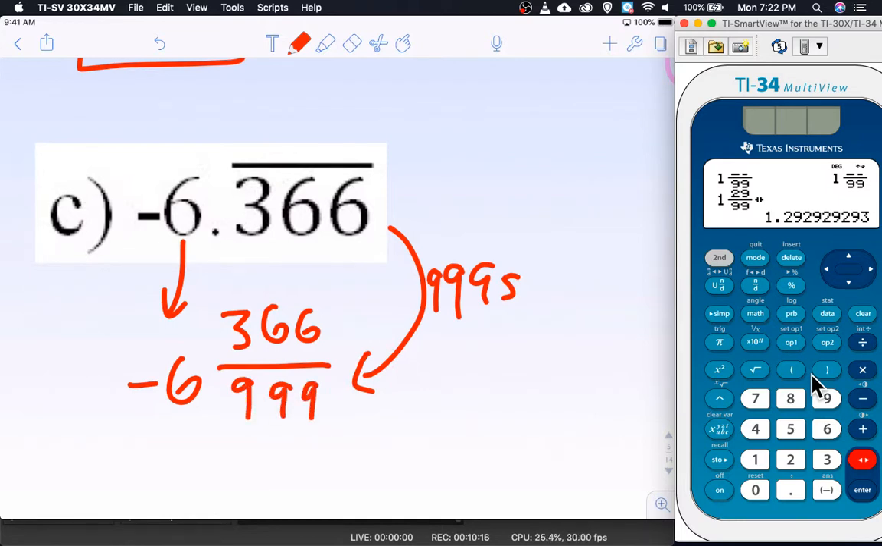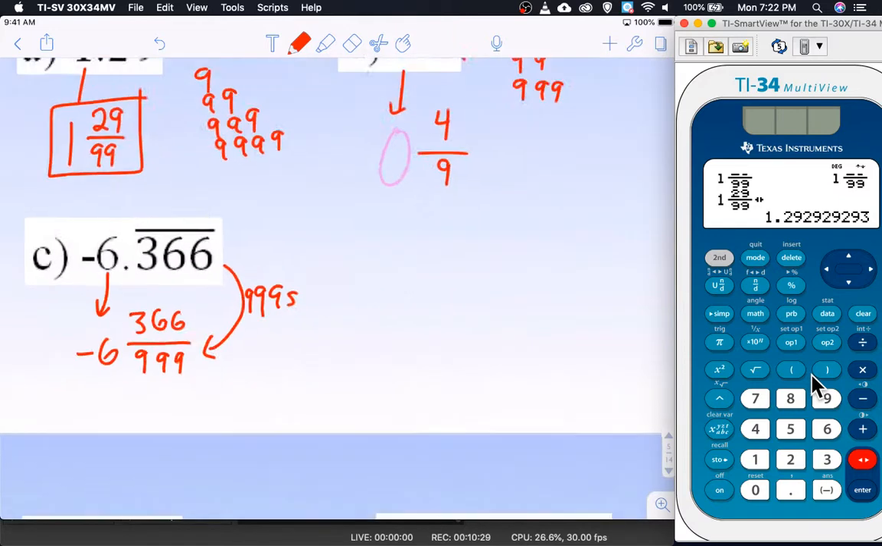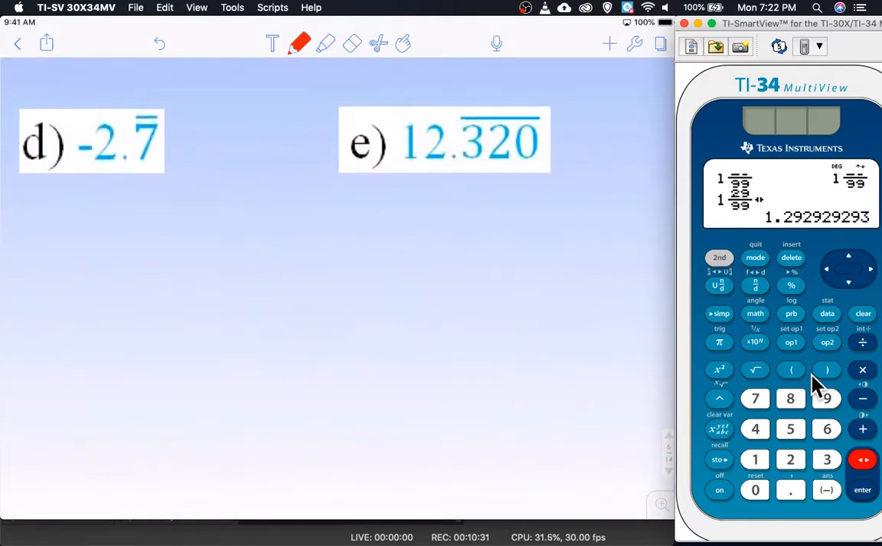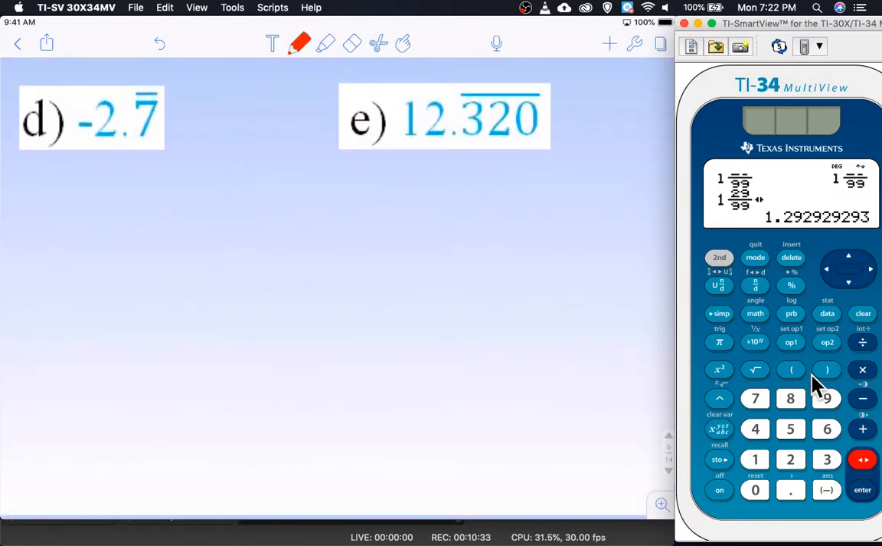And then we would simplify if we can, but for now, we've shown that this can be written as a fraction, and that was our goal. We don't need to simplify. I don't need to change it to an improper fraction unless the question specifically asks for that. So I would like you to pause the video. I would like you to try these two, and when you're ready to continue, hit play, and we will go through it together.